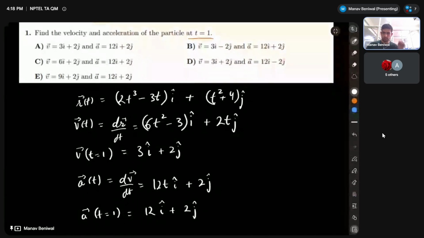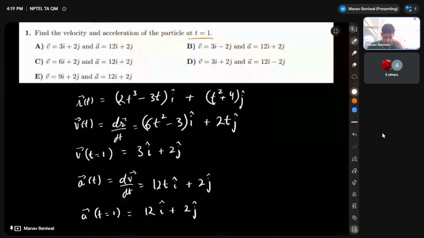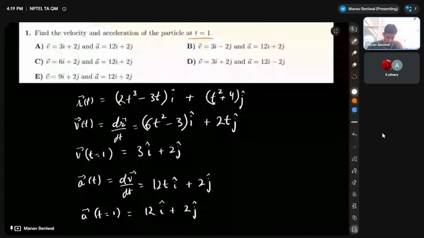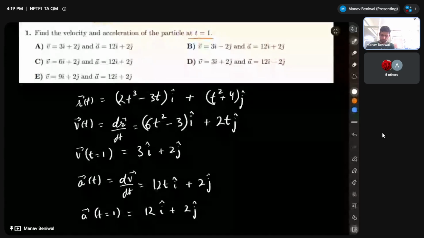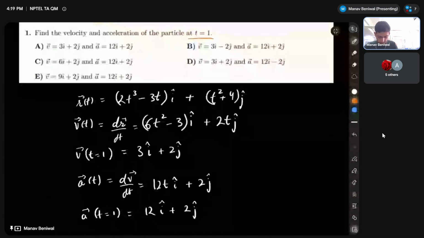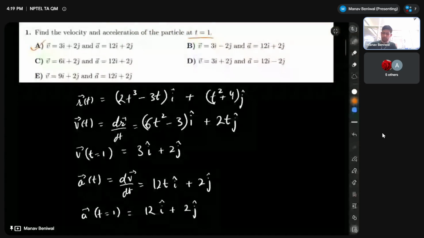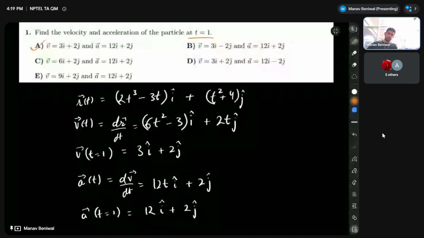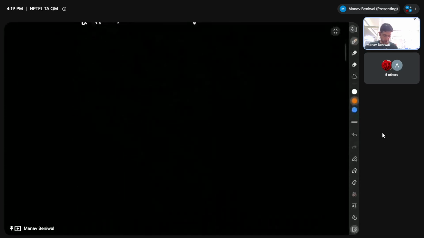So among the options, 12 i cap plus 2 j cap and then 3i plus 2j. I think option A, right? Yes. So the correct answer is option A. It was kind of straightforward. Just take derivatives and put the value of t. So let's move on.